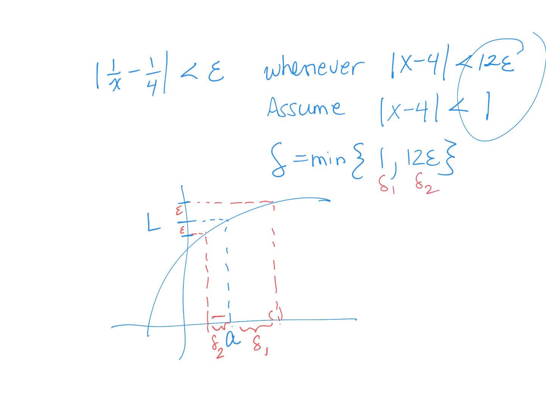We want to choose the smaller, because if I'm in this range on either side of a, then I will be within that epsilon of L.